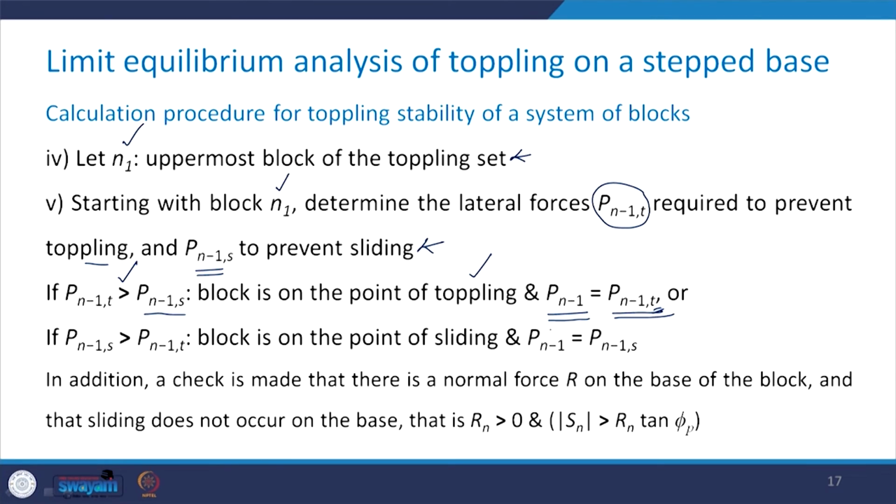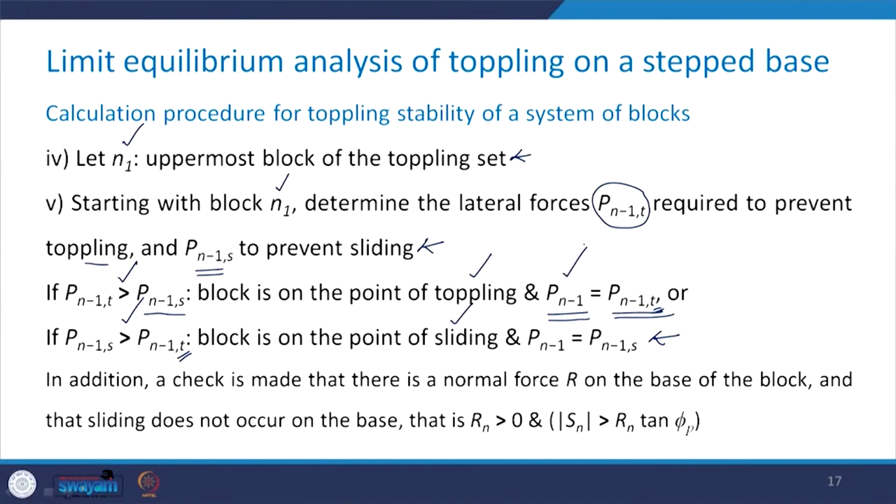And in another case, if Pn minus 1 comma s is more than the toppling value of Pn minus 1, that means that the block is on the point of sliding, and your Pn minus 1 will become equal to Pn minus 1 comma s. So, this is how for every block starting from the top, we are going to decide whether it is going to topple or slide, and then what is going to be the value of this Pn minus 1 depending upon whether the block is toppling or whether the block is sliding.